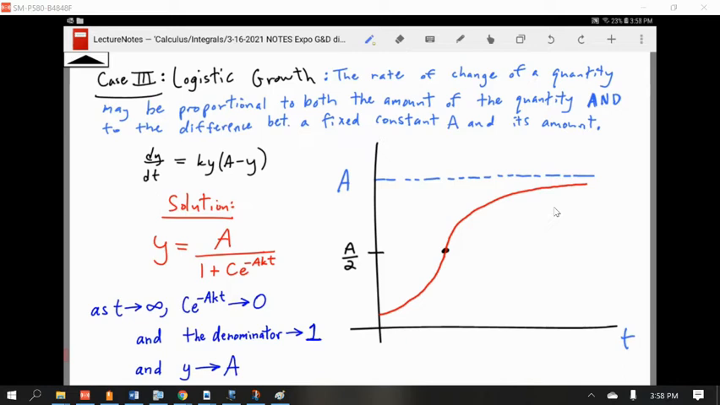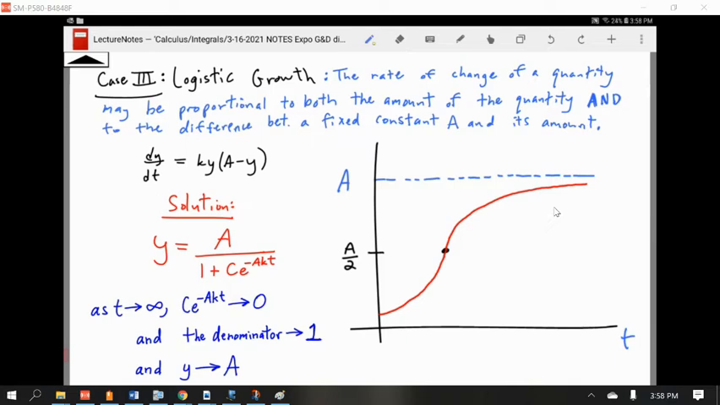Maybe it's the room temperature, right? Like we saw in the Newton's law of heating and cooling problems. But what will happen is over time, as time gets bigger and bigger, your equation is going to get closer and closer to A.